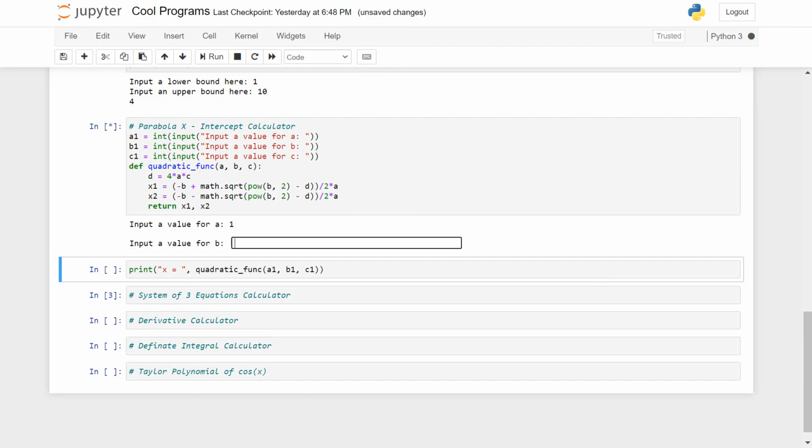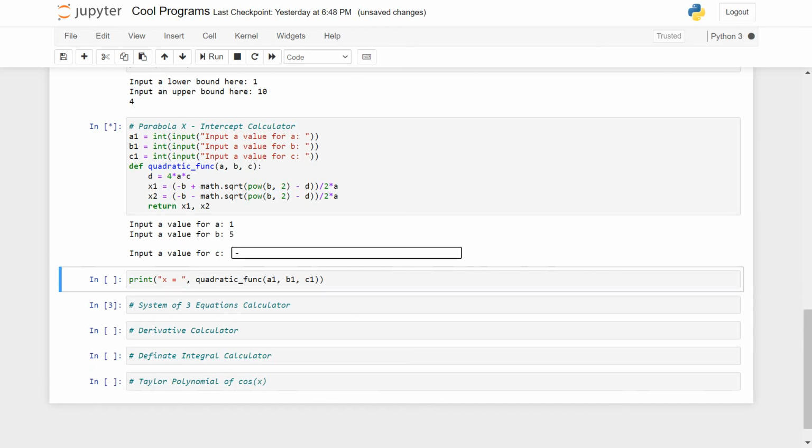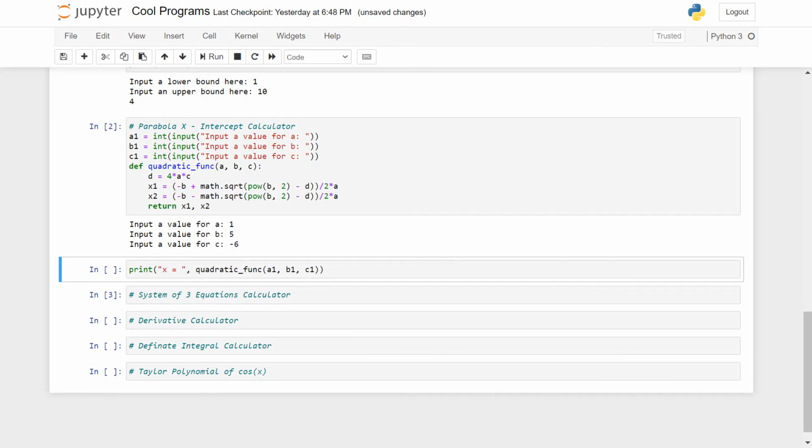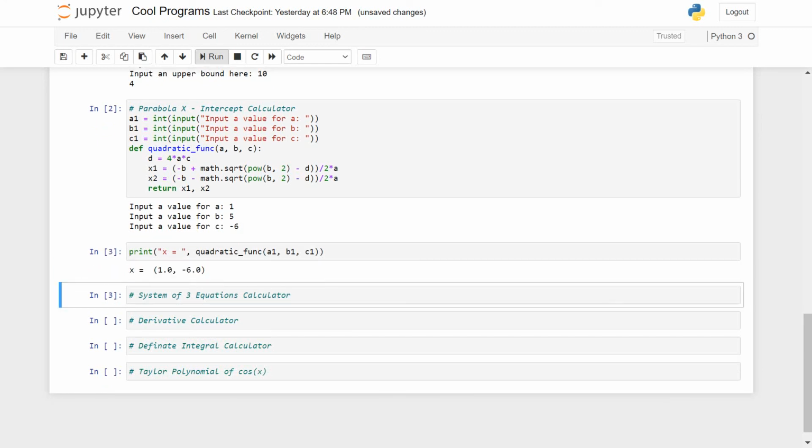So we have 1, 5 and then minus 6. So this should return, well, let's see, we have x squared plus 5x minus 6. We can factor that as x minus 1, x plus 6. So we should get 1 and minus 6. As well, we have to print this first, of course. So run that. 1, minus 6, there we go.